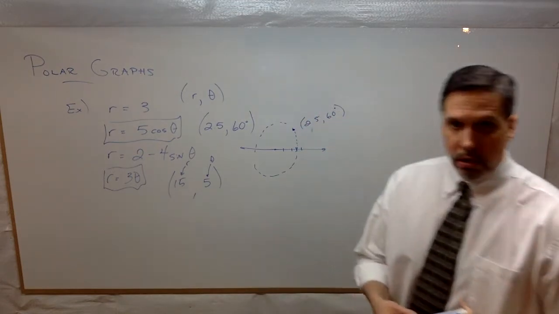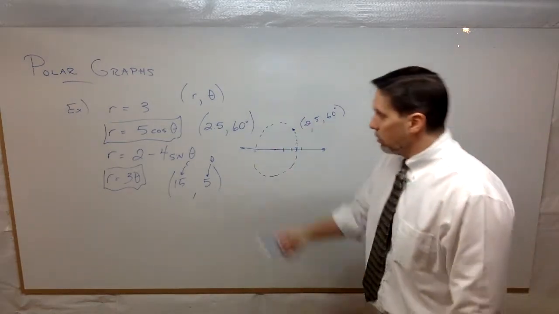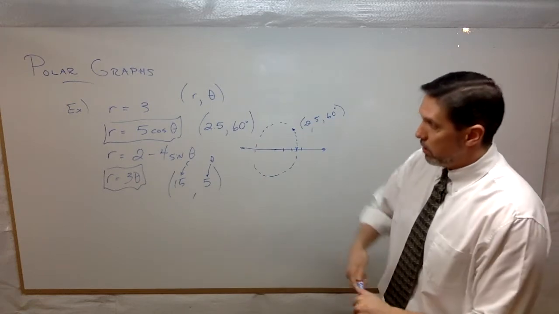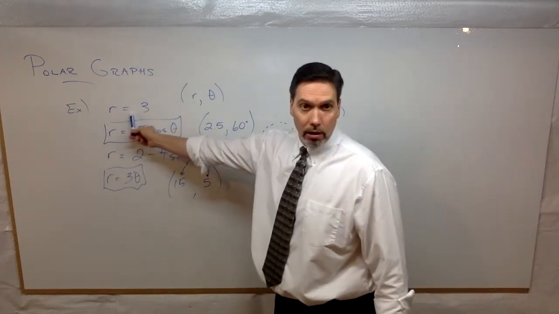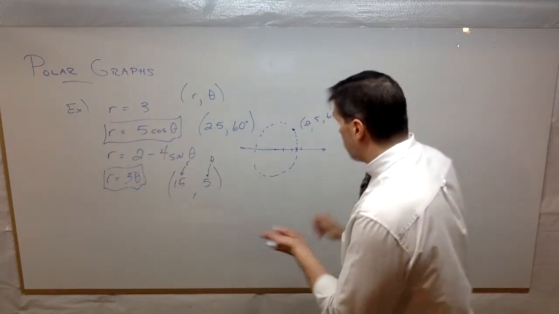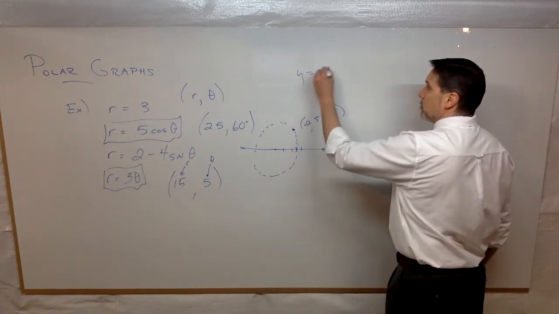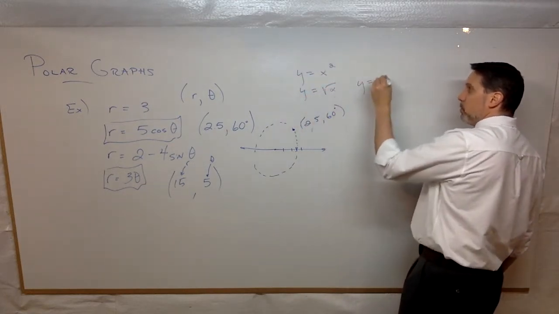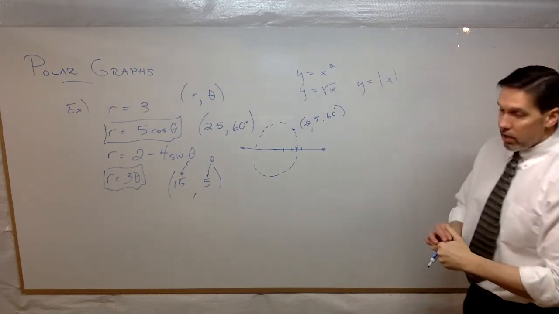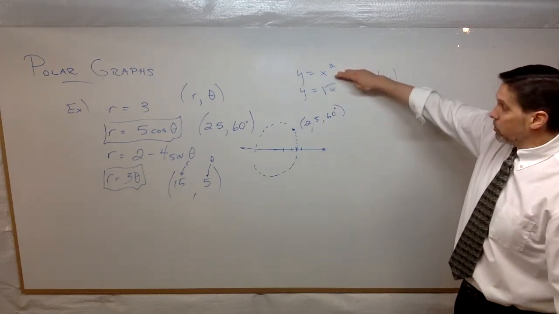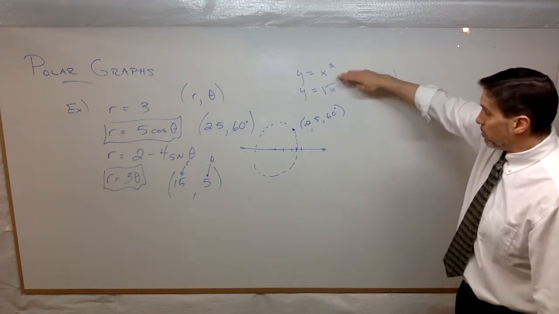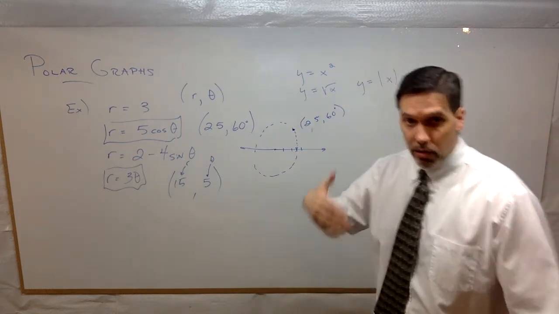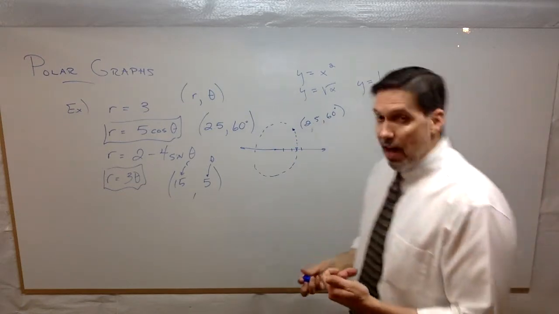So what we're going to do in the next videos is take a look at actual named polar equations. Like, for example, this one has a name, r equals 3. There's a name given to this, just as y equals x squared has a name, or y equals the square root of x, or y equals absolute value of x. This is called a quadratic function. It has a shape that is a parabola. This is the square root function. This is the absolute value function. Polar graphs have names as well.